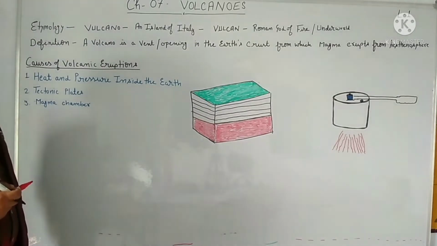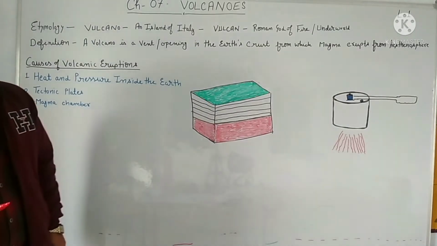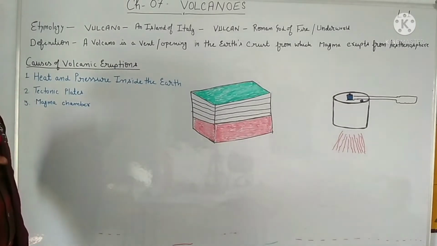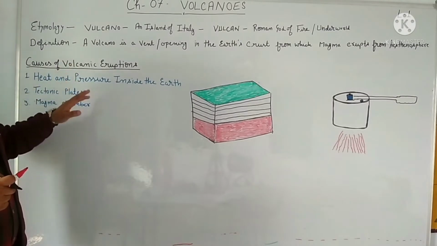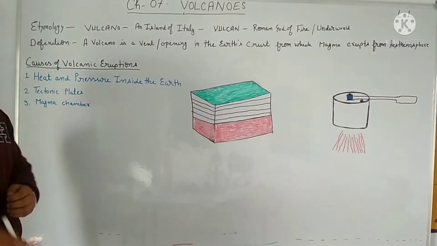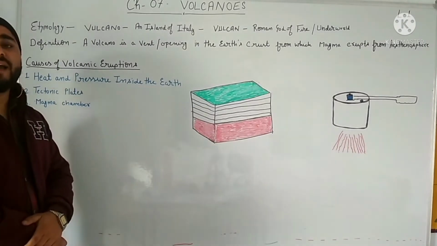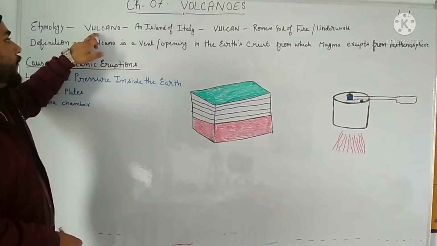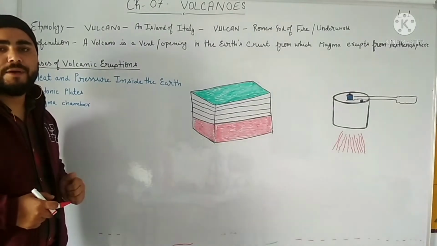So here the word is volcano. So from where this word has been coined, have you ever pondered about that? So let me tell you that this word volcano has evolved from an island and its name is Volcano. Volcano is an island in Italy, okay?